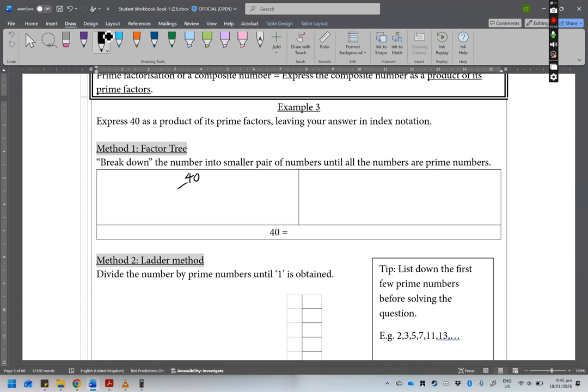So let's say 40, I can divide it by 4 and I'll get 10. 4 can be broken down into 2 times 2, and 2's are prime numbers. 10 can be broken down to 2 and 5, and these are all prime numbers. So 40 is 2 times 2 times 2 times 5, and in index notation, there will be 2 cubed times 5.